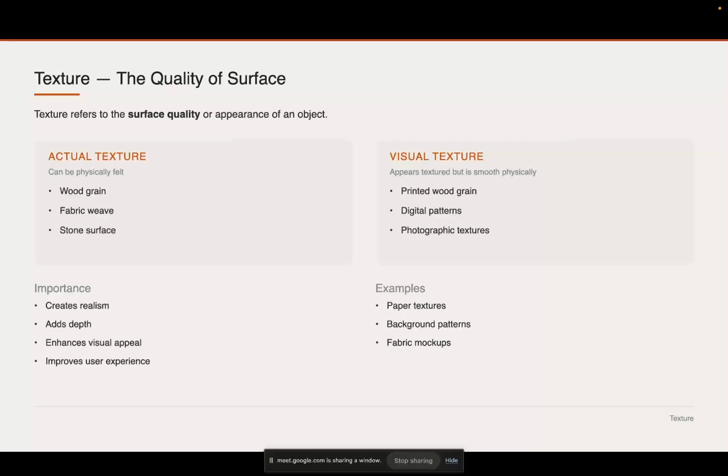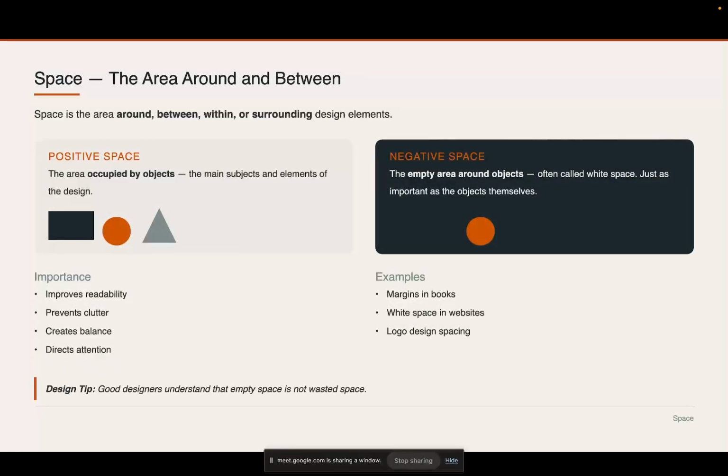So we also have paper textures, background patterns, and fabric mock-ups. Your clothes have a texture, and you could implement a cloth texture into a design, and it functions perfectly well. Now spaces. Some people will argue that spaces are not elements; they are just things that exist. But I also say that if things do exist, they are actually real.